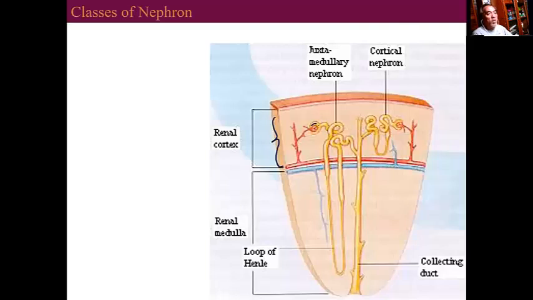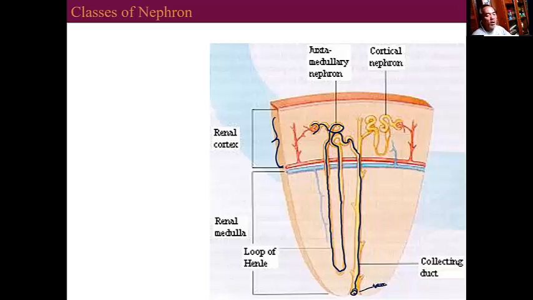This is how it looks at the cortex. We usually see the Bowman's capsule and the proximal convoluted tubule, but the loop of Henle digs deep down into the medulla. Then we have the ascending limb, and then the distal convoluted tubule goes into the cortex and then goes to the collecting duct. Now, if you look at the collecting duct, it has a hole, and that's going to be your renal papillae.